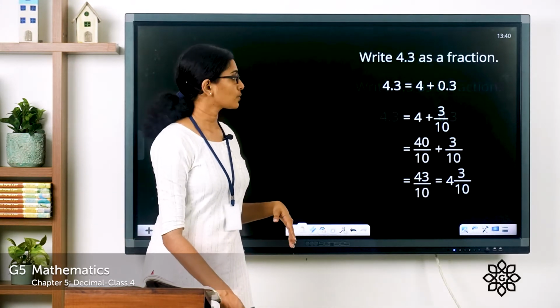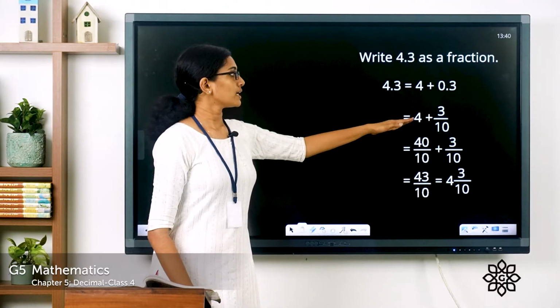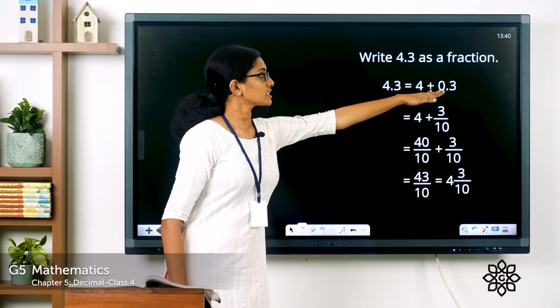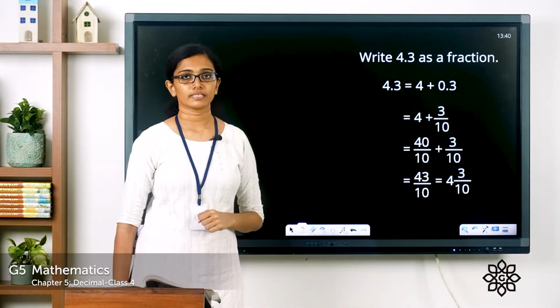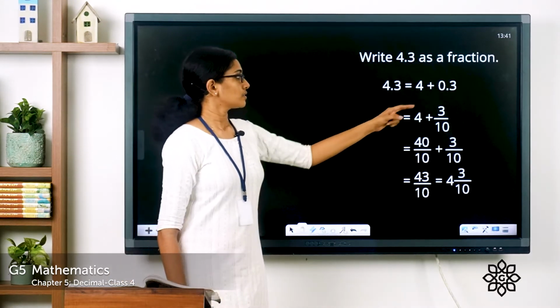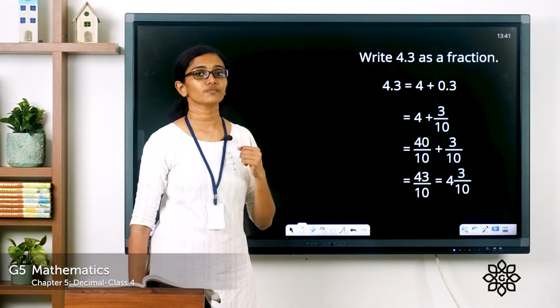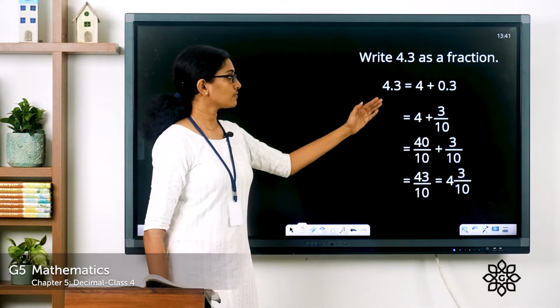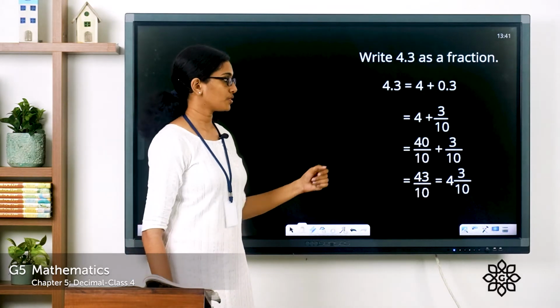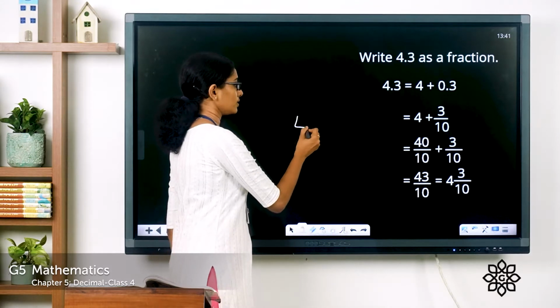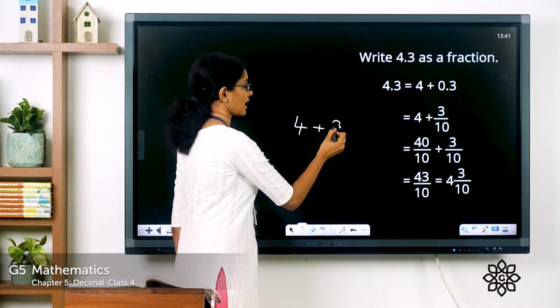It is equal to 4 plus 3 by 10. We have changed this 0.3 as 3 by 10, because the digit 3 has the place value of 3 tenths. So we can write 4 plus 0.3 is equal to 4 plus 3 by 10. See, here we are adding a whole number and a fraction.